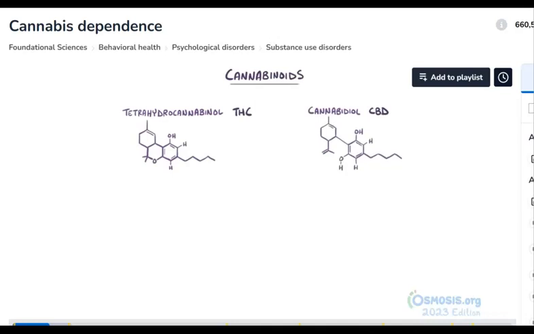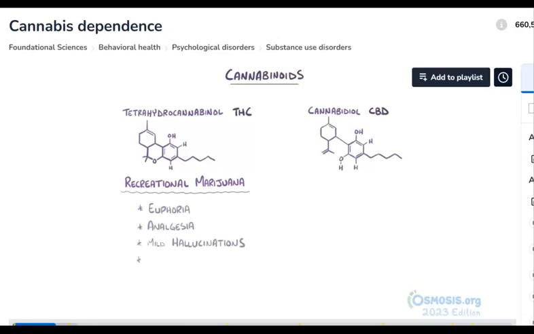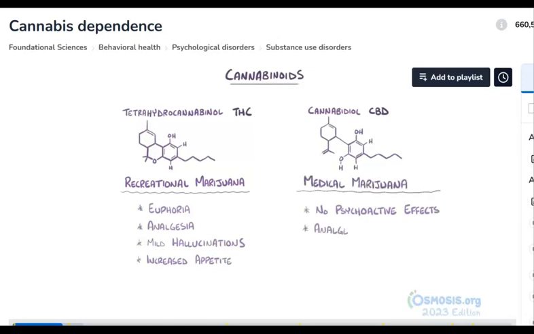For example, THC is associated with high-grade recreational marijuana, and produces effects like euphoria, analgesia, mild hallucinations, and an increased appetite. Cannabidiol, on the other hand, does not have psychoactive effects, and is commonly included in medical marijuana because it has a variety of effects including being analgesic, anti-inflammatory, anti-seizure, appetite stimulating, and anxiety reducing.